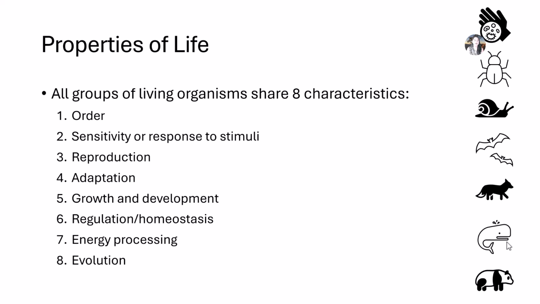But these are things that we use. Say you discover a new organism or some new thing and you're trying to figure out, is it alive? You would use this as a checklist. So let's go through with number 1, order.